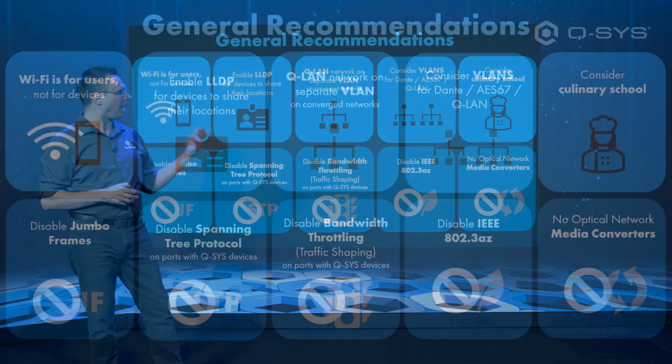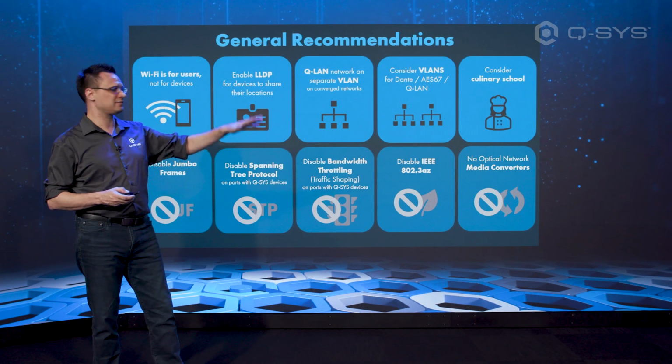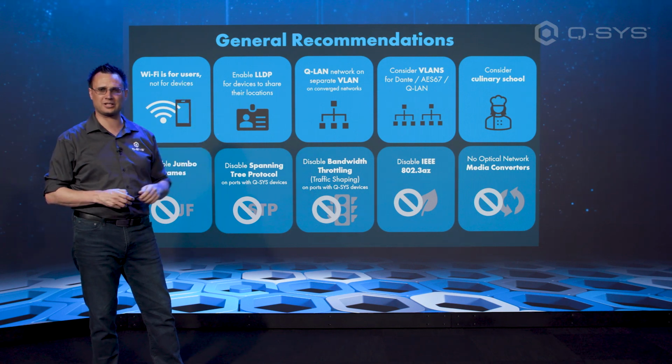And also, no optical network media converters. If you've got a third-party media converter that converts twisted pair to fiber, generally speaking, those can add latency and jitter. So we recommend instead just using a first-party SFP insert, so the fiber goes directly from switch to switch. So those are some good 10 easy do's and don'ts. Keep those in mind.